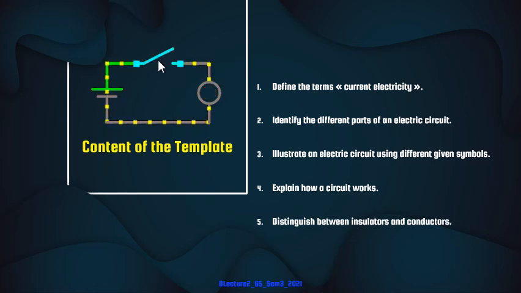You know that some materials are conductors, some others are insulators. Metals and water are conductors, and wood and glass are insulators. If you still have any questions about the lesson, I will be glad to answer them all.